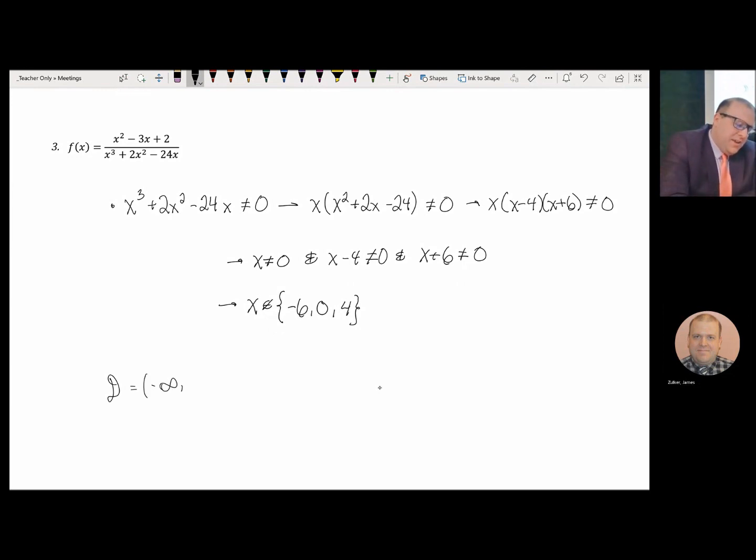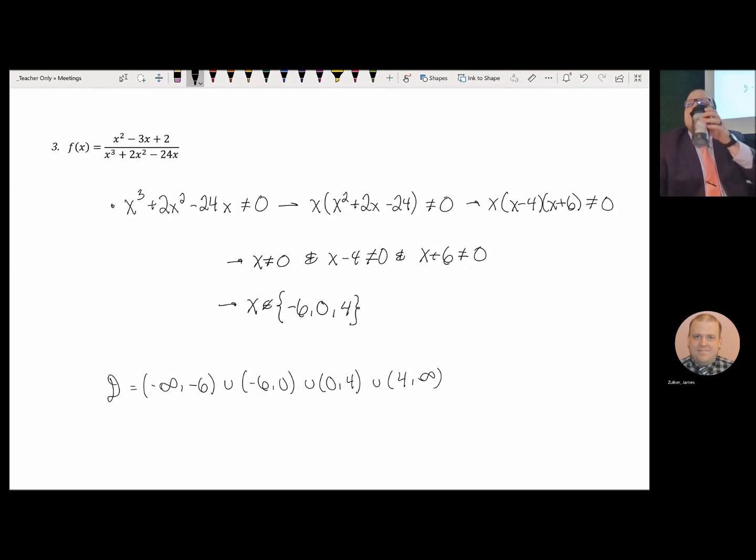In interval notation, this would be our domain, right? Negative infinity to -6, right? Because we have to remove -6 out from the real numbers. Then -6 to 0, 0 to 4, and then finally 4 to infinity. I just have a question. So it says like -6 to 0. Yes. But then never mind. That's not in. Right. It's open, so they're not being included.